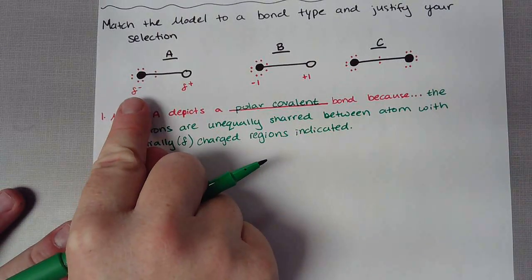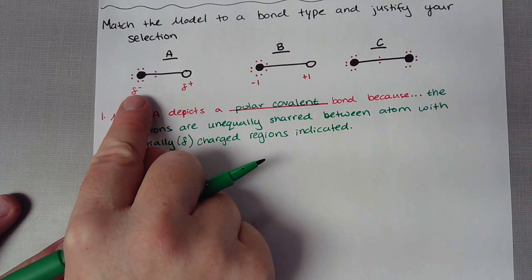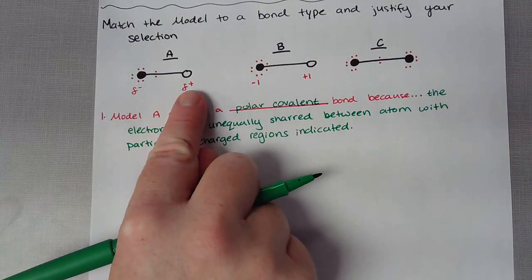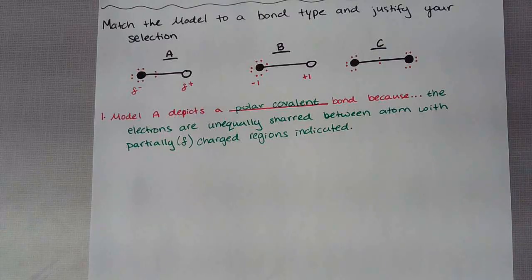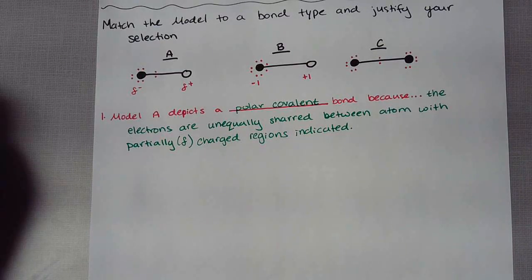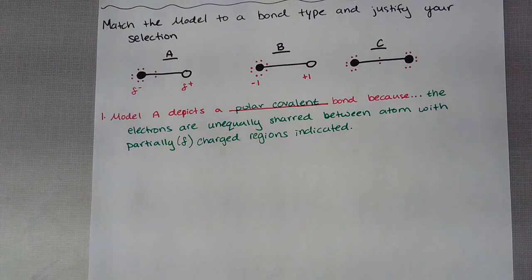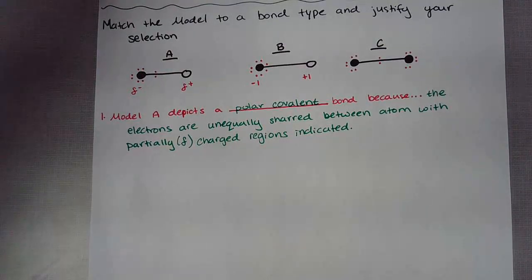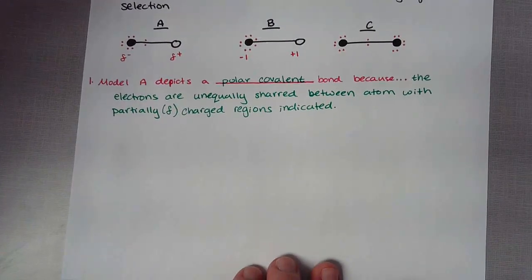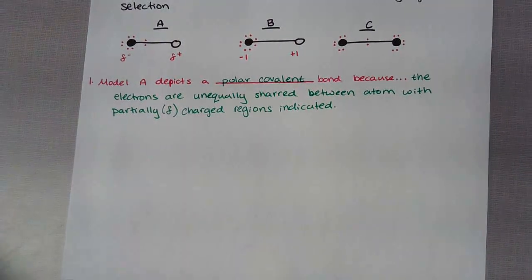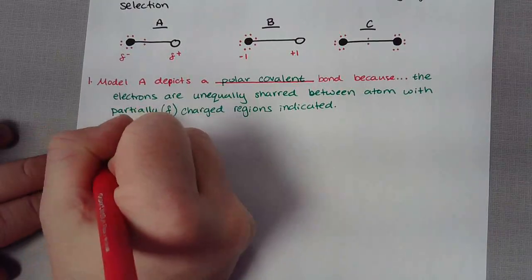This atom on the left has more of the electrons, so it's partially negative. This atom on the right has less of the electrons, so it is partially positive. So this is the type of practice problem you're going to get. Now, we're going to finish this problem together. We're going to use the same sentence guidance. So instead of model A, number 2 is going to be model B.